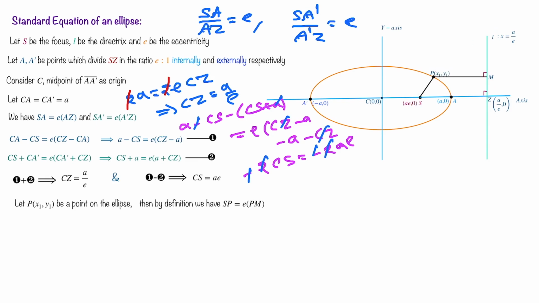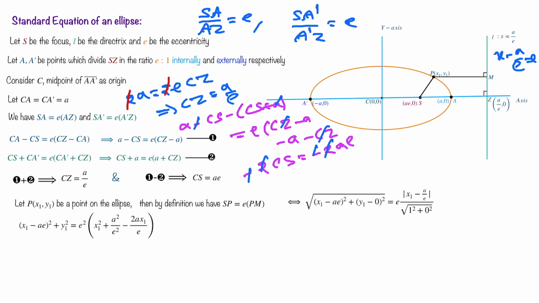SP is going to be the distance between these two points. So SP we can write as under root of (x1 minus AE) whole square plus (y1 minus 0) whole square, equal to e times PM, the length of the perpendicular from this (x1, y1) to this line x minus a by e equal to 0. So what will that be? Mod of (x1 minus a by e) by under root of 1 square plus 0 square, which is nothing but e times mod (x1 minus a by e). If you square both sides, then the left hand side is obviously (x1 minus AE) whole square plus y1 square. The right hand side is e square times (x1 minus a by e) whole square, which is going to be x1 square plus a square by e square minus 2a x1 by e.